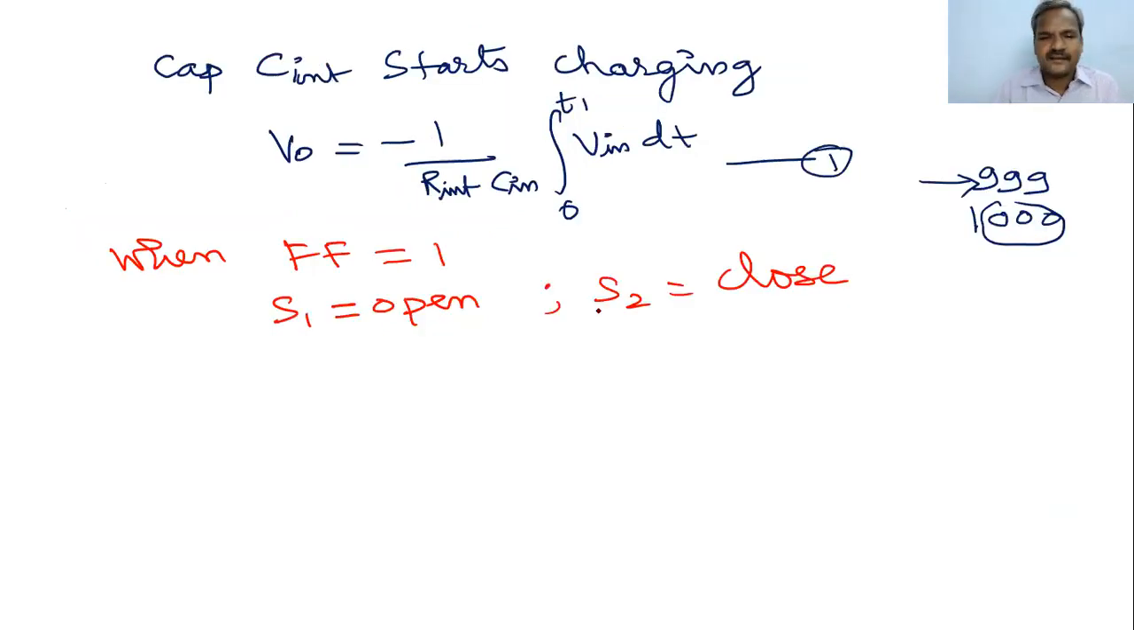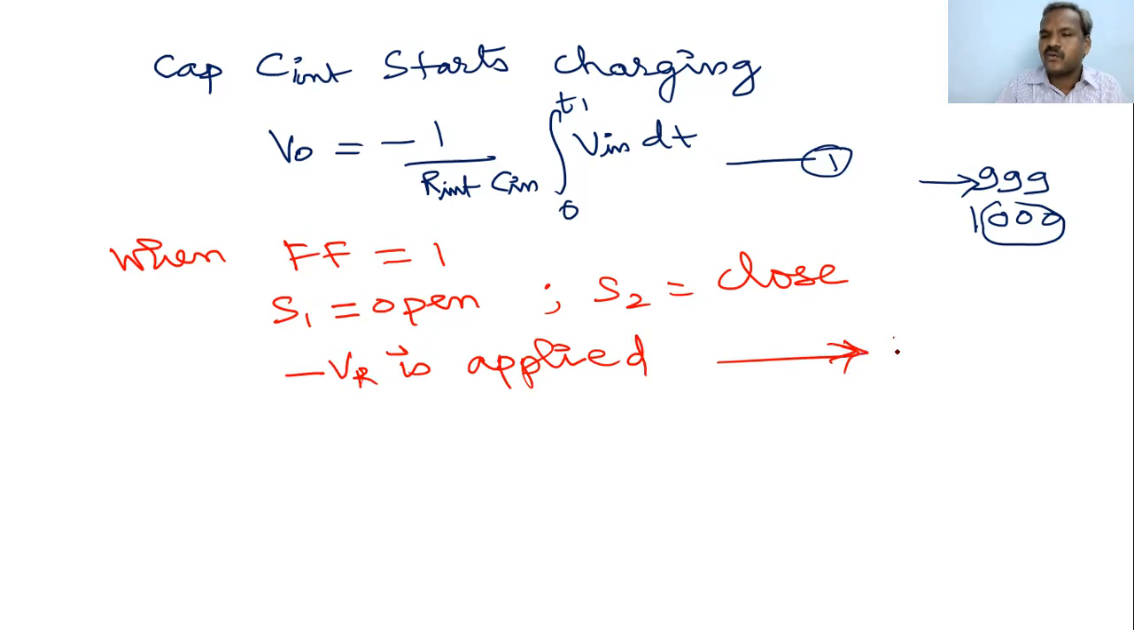So what happens during the time T2? S1 is disconnected, S2 is closed, and minus VR is applied. At this stage, what is the memory of the counter and flip-flop? 0, 0, 0. Then the integrator output will have a negative slope, which is constant.